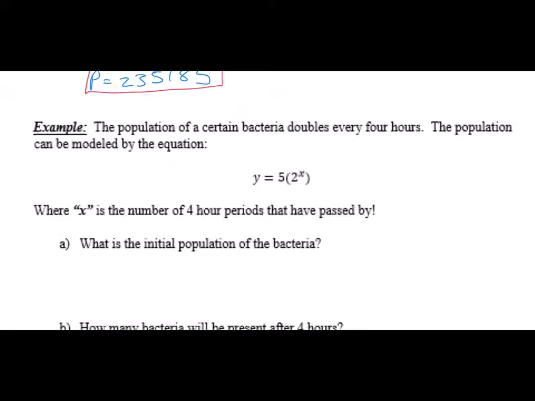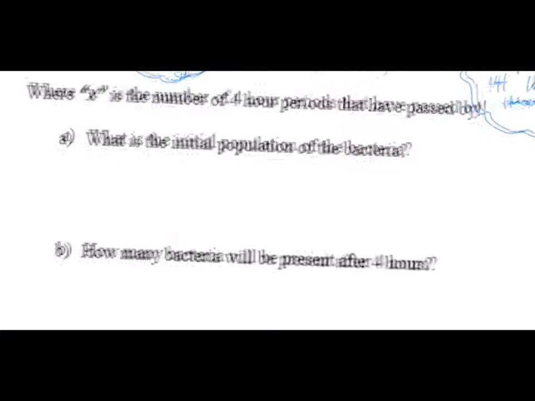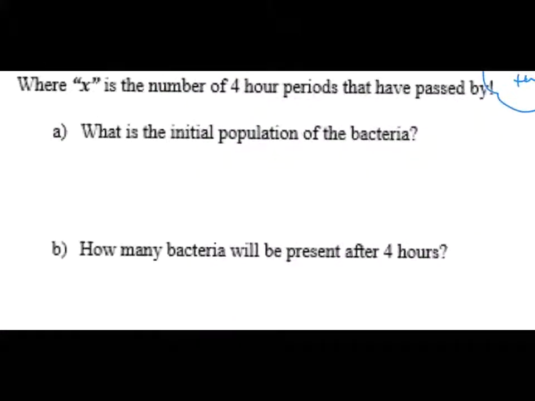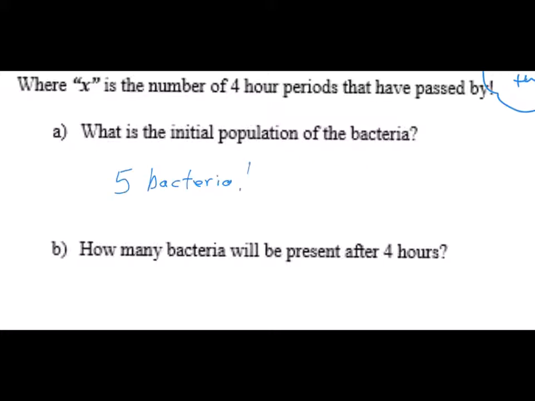Now let's do the calculations. What was the initial population of the bacteria? Like we said before, it was 5. If you're not sure that's correct, just go and check. If x was equal to 0, you'd substitute directly in and get y equals 5 times 2 to the exponent 0. y is equal to 5 times 1, so y is equal to 5, which is what we expected.